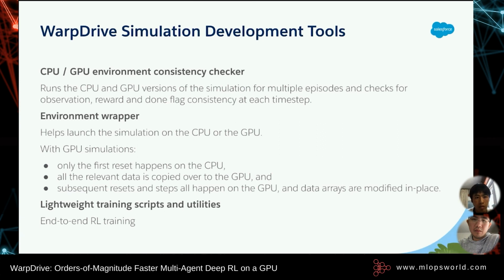And for the environment wrapper that we mentioned multiple times, it helps launch the simulation on either the GPU or the CPU. So with the GPU simulation, remember we have the first reset happens on the CPU because this reset is basically pushing all the data from the host to the GPU. And then all the relevant data will be copied over to the GPU, and the subsequent resetting steps will happen exclusively on the GPU, and the data arrays will be modified in place. So it will be extremely fast and efficient.